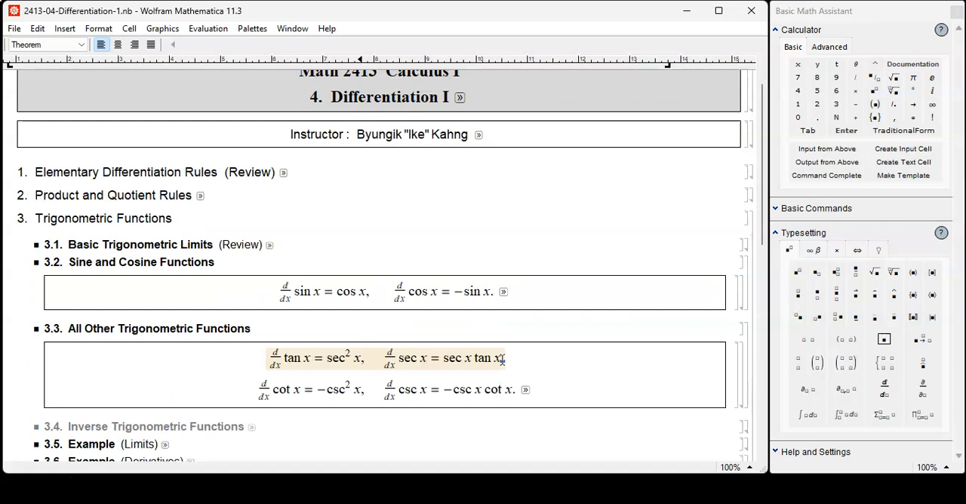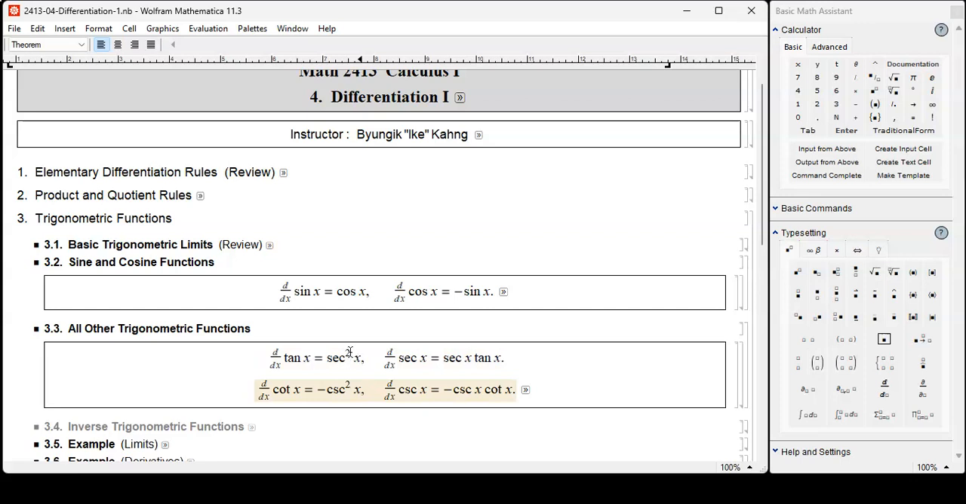Derivative of tangent is secant squared. The derivative of secant is secant times tangent. Derivative of cotangent is negative cosecant squared. Derivative of cosecant is negative cosecant cotangent. Let's see. Sine becomes cosine. Cosine becomes negative sine. Tangent becomes secant squared. Cotangent becomes negative cosecant squared.